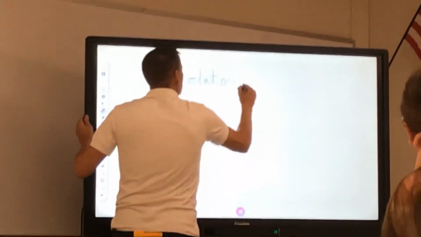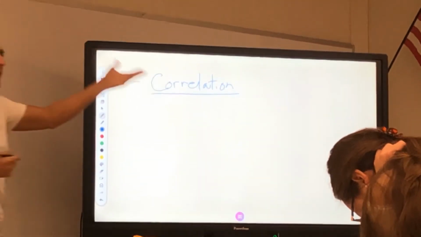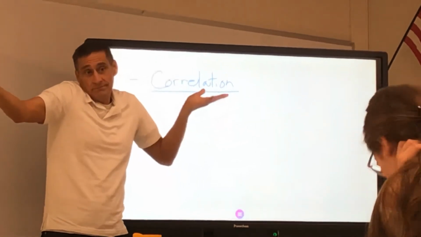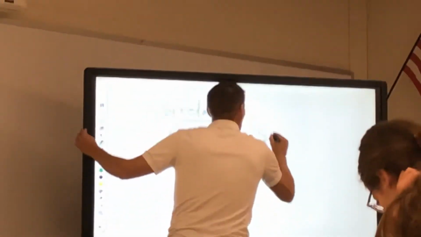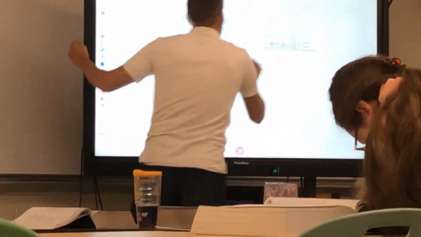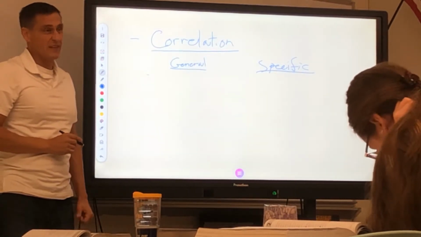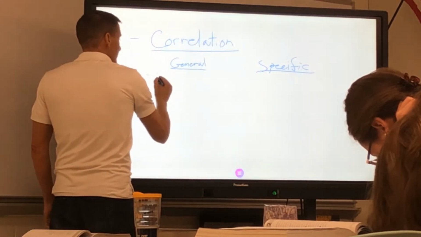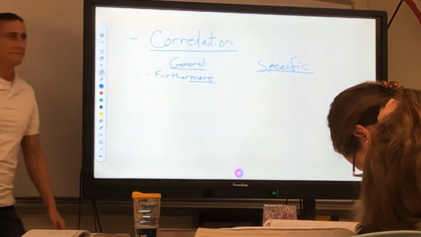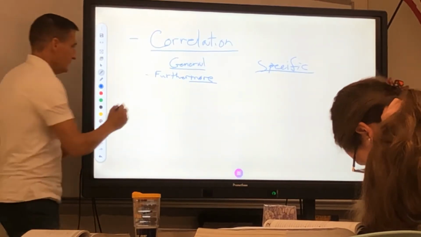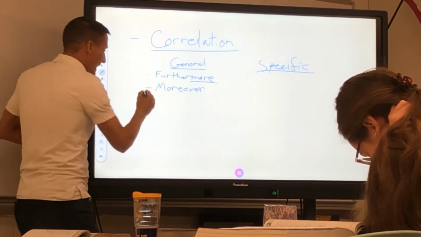The next C. Correlation. I gave you some information, and now this information is related to it. Now, the thing is, we can have general correlations, and we can have specific correlations. So let's talk about some general correlations. I told you some stuff, and now I'm going to tell you some more stuff about the same idea. Furthermore, I got more to say.